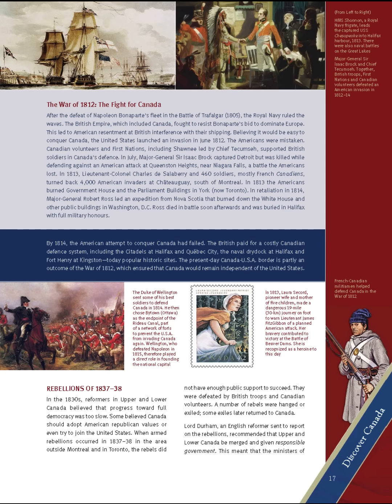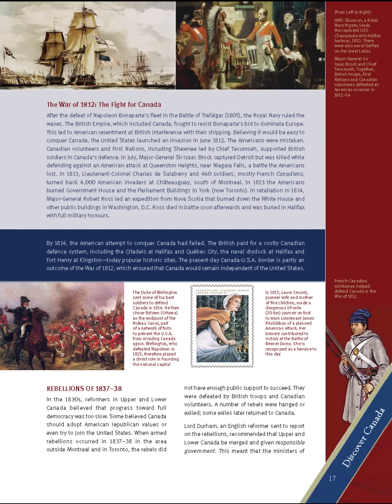Rebellions of 1837 to 1838. In the 1830s, reformers in Upper and Lower Canada believed that progress toward full democracy was too slow. Some believed Canada should adopt American Republican values or even try to join the United States. When armed rebellions occurred in 1837 to 38 in the area outside Montreal and in Toronto, the rebels did not have enough public support to succeed. They were defeated by British troops and Canadian volunteers. A number of rebels were hanged or exiled. Some exiles later returned to Canada.